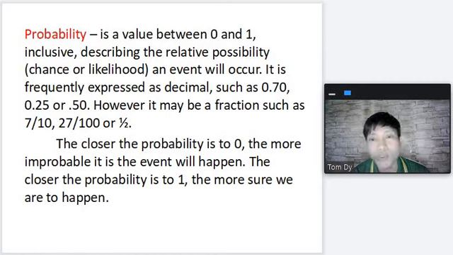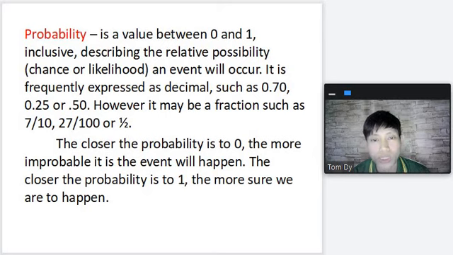Probability is a value between 0 and 1 inclusive, describing the relative possibility. So if we talk about relative possibility, we are referring to the chances or likelihood an event will occur. It is frequently expressed as decimals such as 0.70, 0.25, or 0.50. However, it may be a fraction such as 7 over 10, 27 over 100, or 1/2.